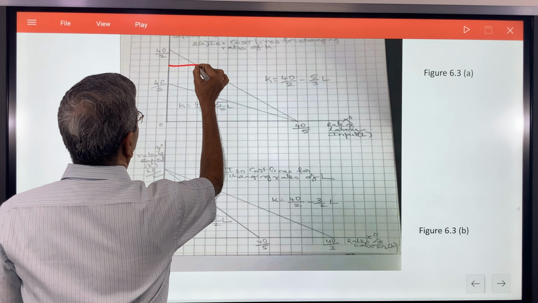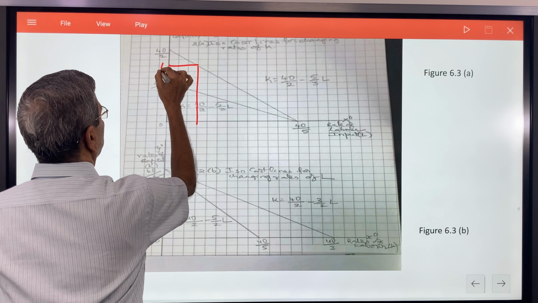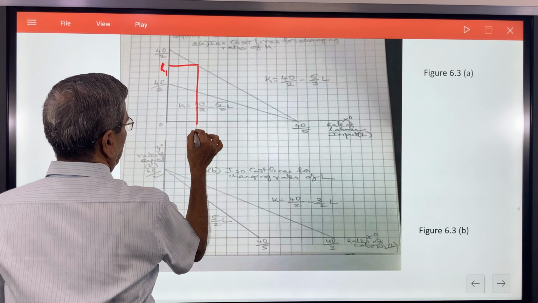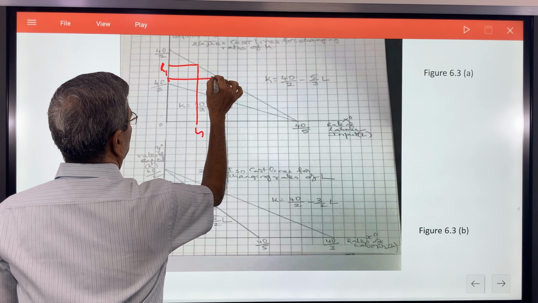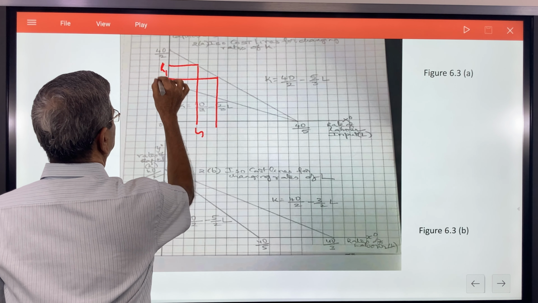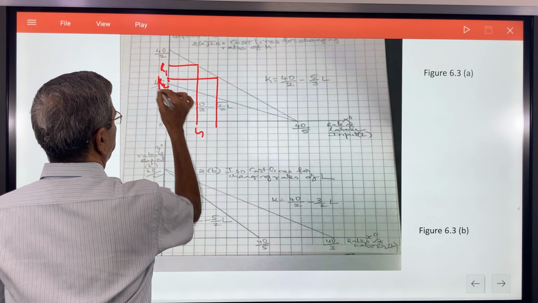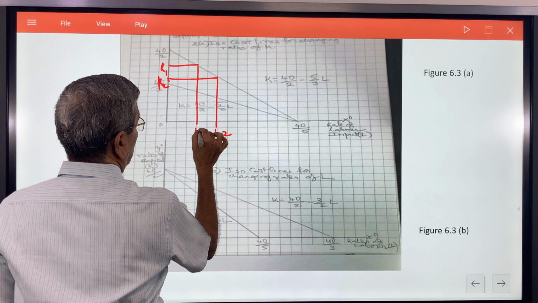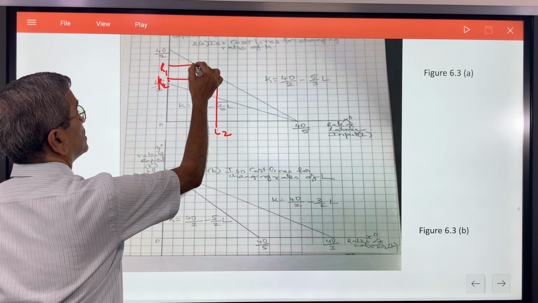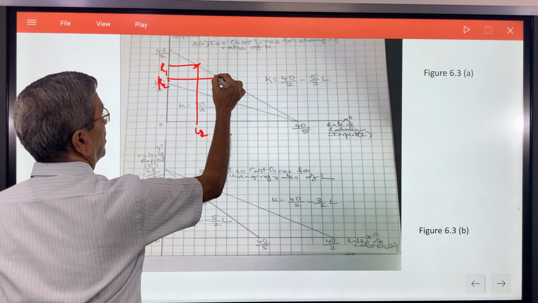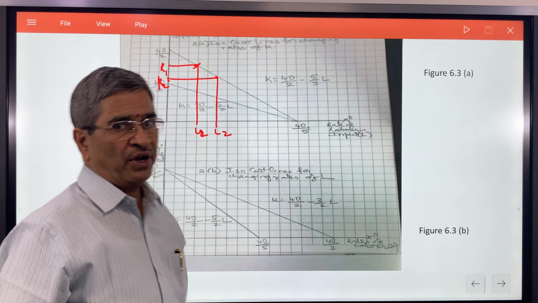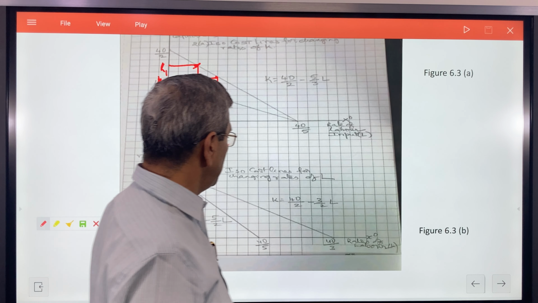See here. This is your K1, L1. This is your K2, L2. So this is the output also. Output remains the same. Always your budget is the same, $40. There is no change in the $40.